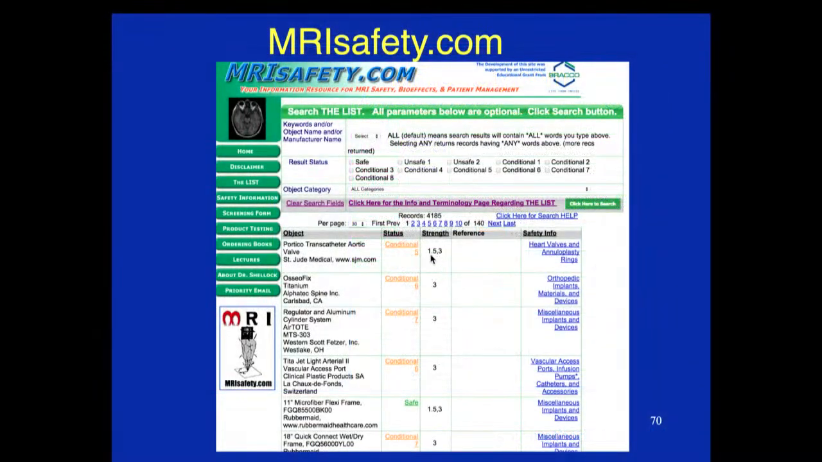Some of them have been tested at both 1.5 and 3 Tesla. Some have been tested at 3 Tesla. Some may have only been tested at 1.5. So again, know what the set of conditions is. The one thing is that with the MRI staff, we don't just count on you doing the screening and sending the patient down.